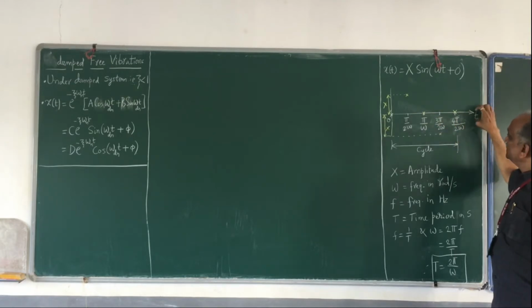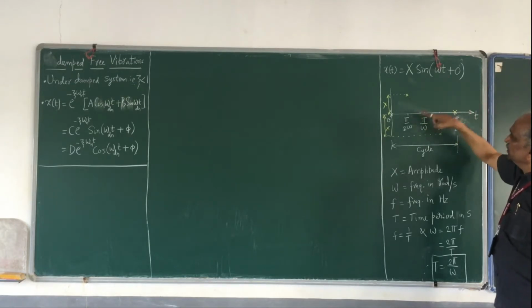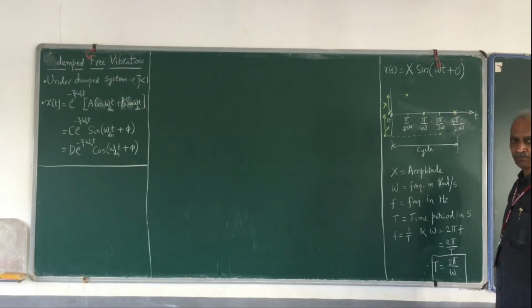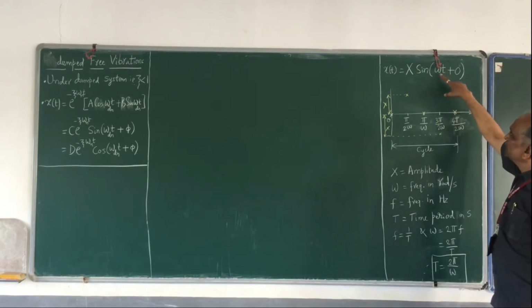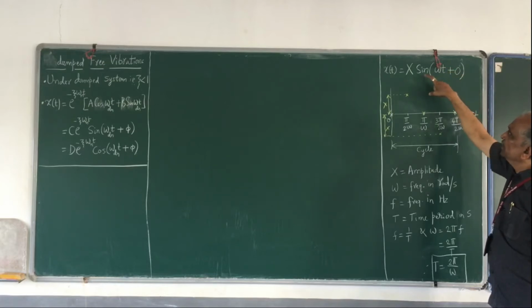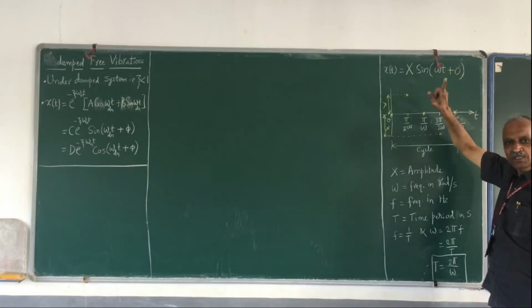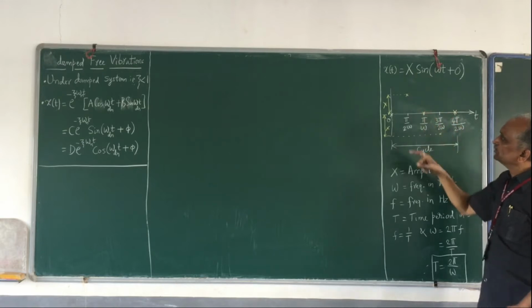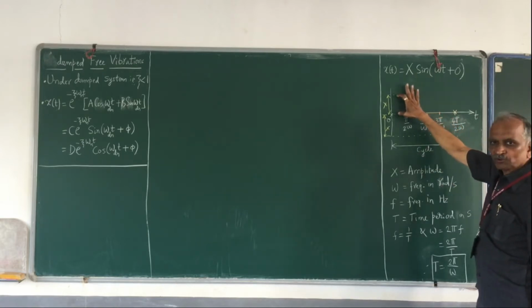Say if small t is equal to pi divided by 2 omega. Substitute: omega into pi divided by 2 omega, omega cancels, you have pi by 2. Sin pi by 2 is what? It is 1. So at that time you have x. So I have marked this value x.